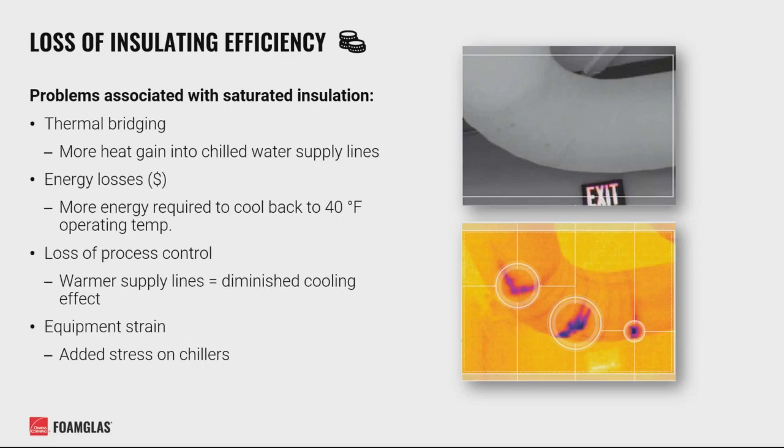This can also lead to a loss of process control. Warmer supply lines will lead to a diminished cooling effect in the commercial building as a whole. And this also puts extra strain on your equipment, putting added stress on the chillers in order to reduce the temperature of that water back down to the operating temperature that it needs to be at.